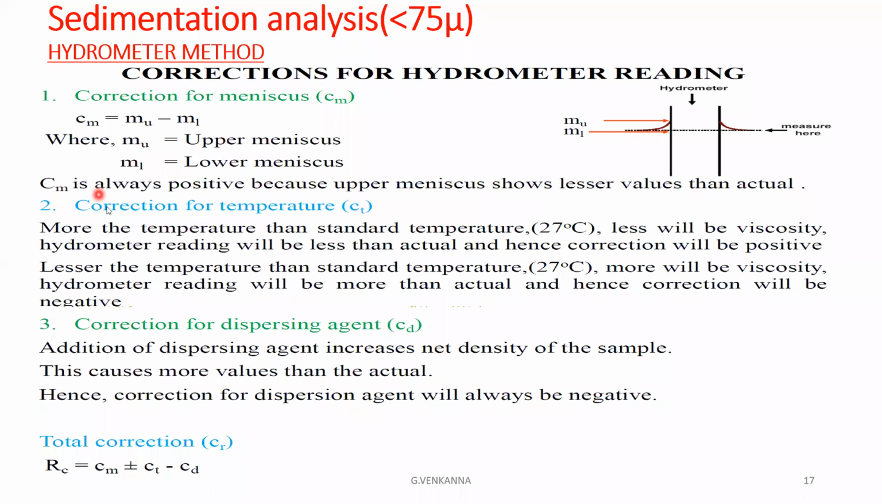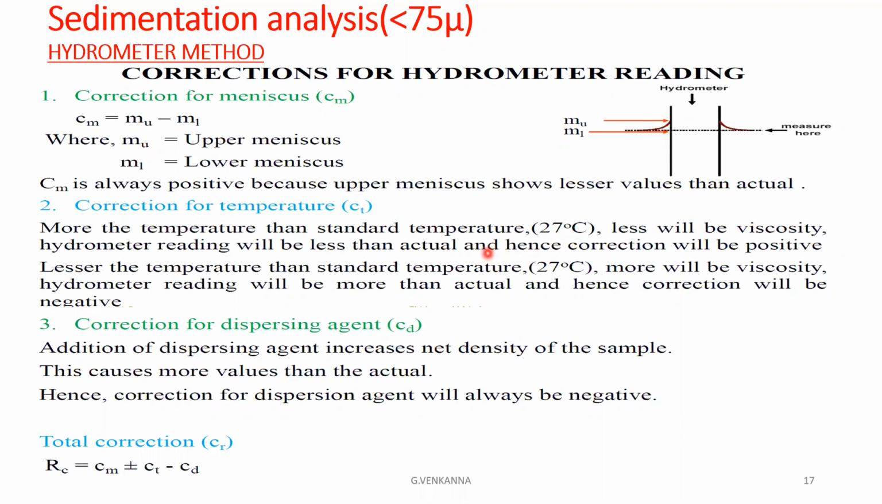Okay, next one, correction for temperature. We are carrying out this procedure at a constant temperature of 27 degrees centigrade. But in the surrounding environment, we may not get the same constant temperature throughout the experiment. So we have to add this correction also.